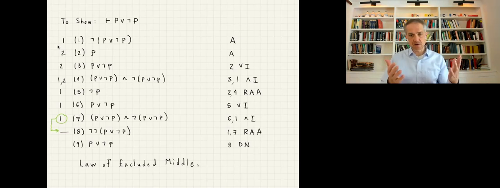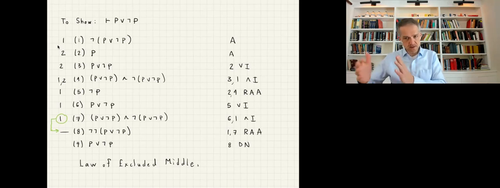You take the things you currently believe, you add the opposite of what you want to show, and show it leads to disaster, namely a contradiction. And that's enough, according to reductio ad absurdum, to see that, to prove the result you wanted.